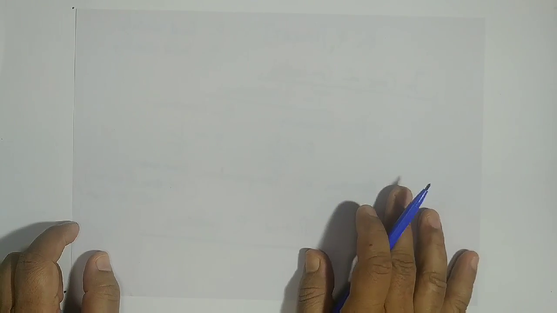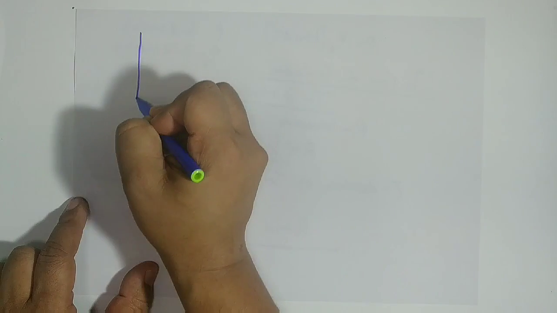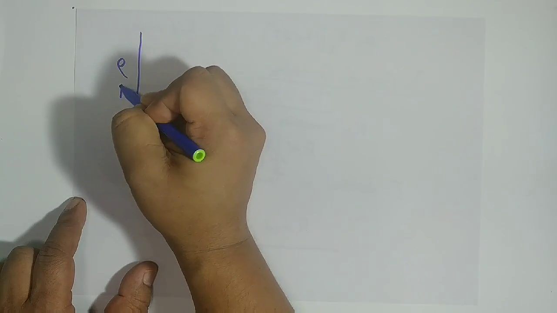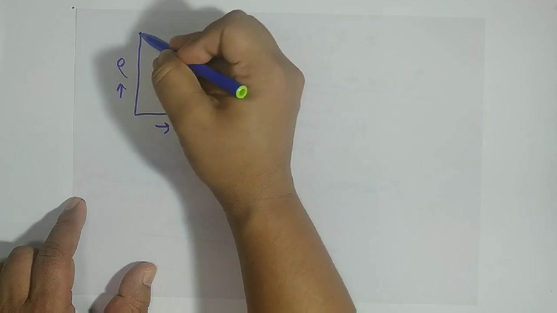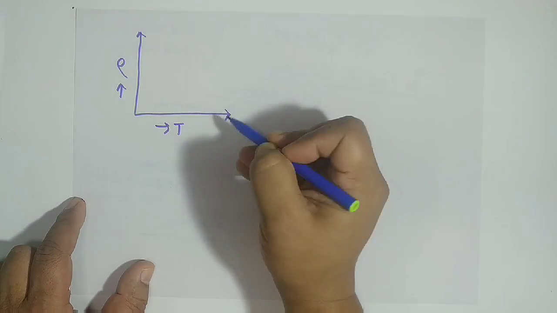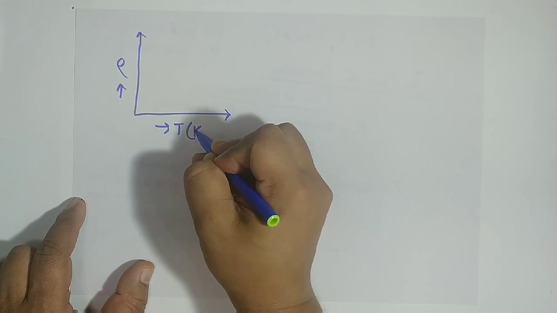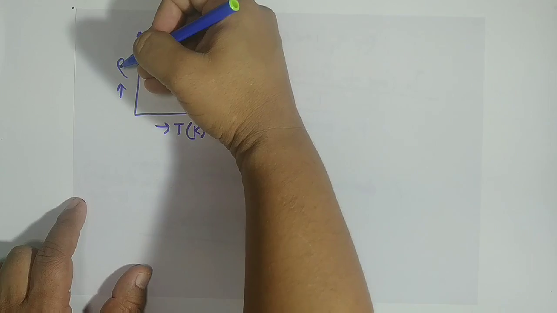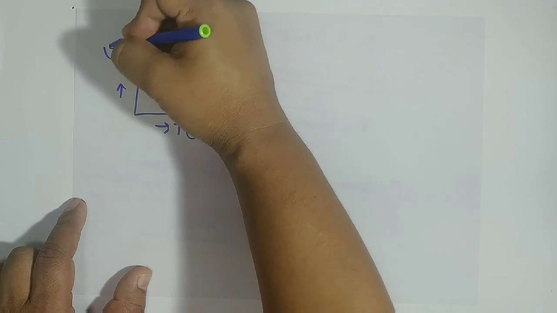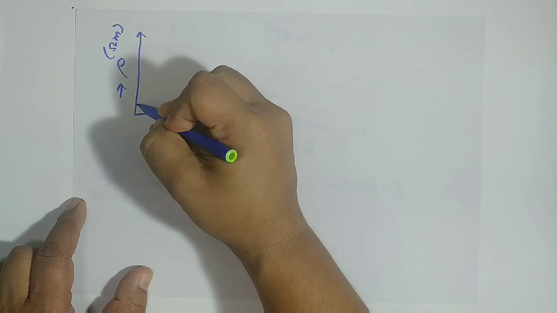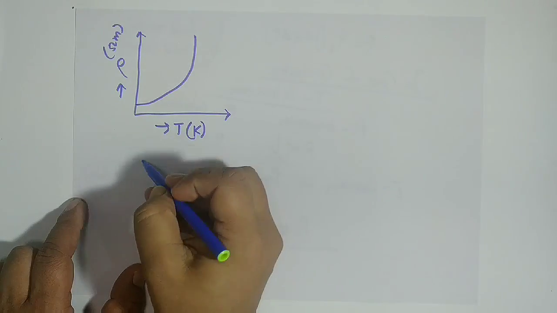And now there are some graphs of the temperature dependence of the resistivity. There are some very important graphs, and we are going to talk about those graphs. One is the resistivity temperature graph. These graphs are important. They are asked in the board exam. So this is temperature, given in Kelvin, and this is resistivity, in ohm meter. And this is the graph for conductors.